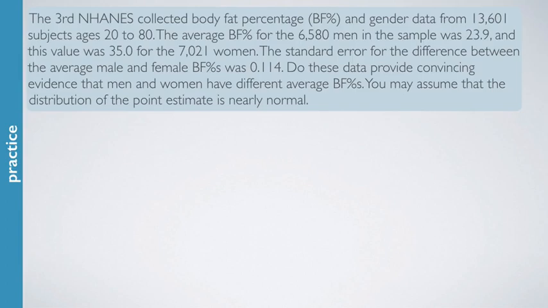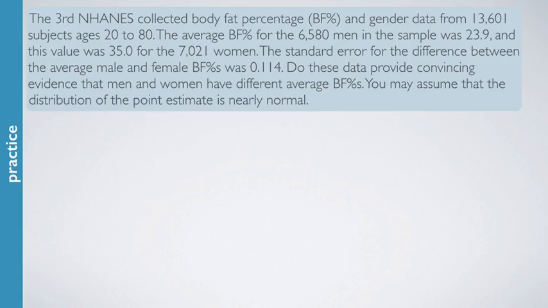Do these data provide convincing evidence that men and women have different average body fat percentages? You may assume that the distribution of the point estimate is nearly normal. So now that we know that the distribution of the point estimate is going to be nearly normal, we know that we can use the same framework we've learned about before to do this hypothesis test. Let's follow the same steps for doing so.